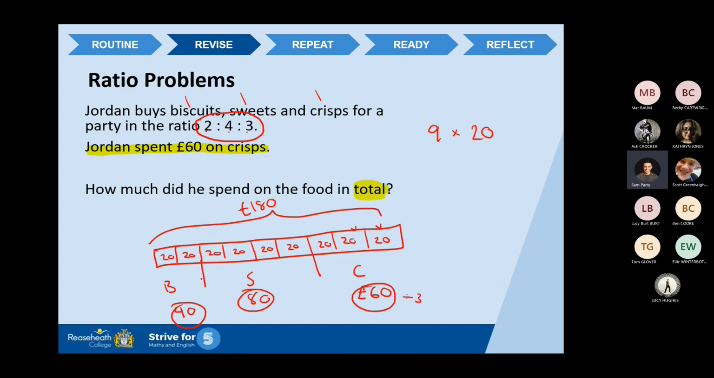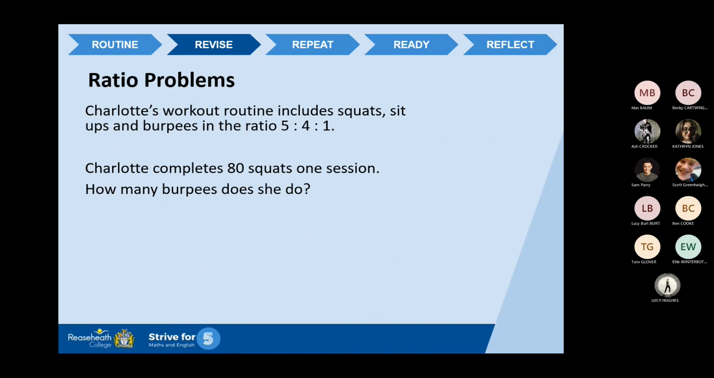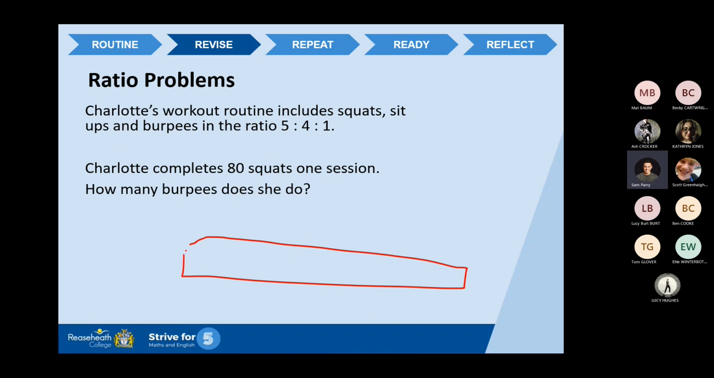I'm going to do one more example. Charlotte. So she's got a workout routine that includes squats, sit-ups, and burpees in the ratio 5 to 4 to 1. So before I've even looked at the rest of the information, I'm drawing a bar. Now, this is a terrible bar, but you get the gist of it. 5 to 4 to 1. So 5 add 4 is 9, add the 1 is 10.